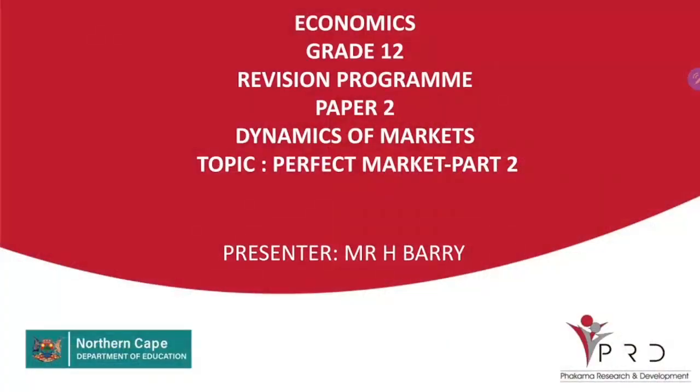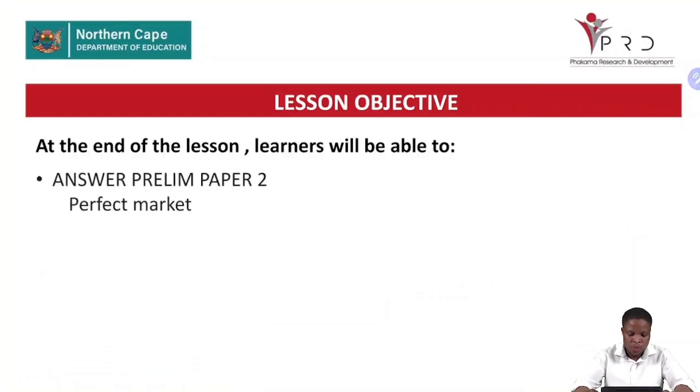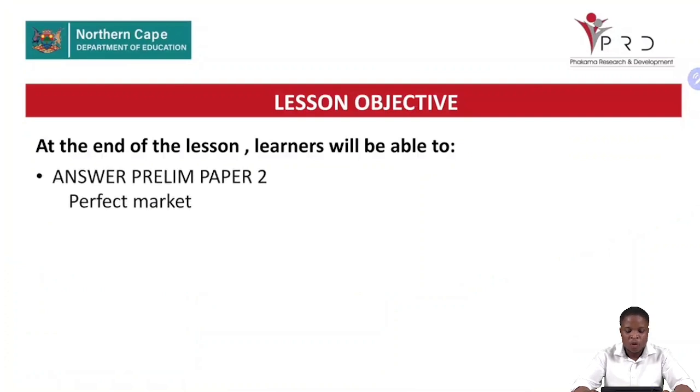Good day again, grade 12. Today's revision program will be focusing on paper 2. We're looking at the dynamics of markets, the perfect market. At the end of the lesson, the learners will be able to answer prelim paper questions when it comes to the perfect market. Today we'll look at section B. The last lesson we looked at possible questions in section C.